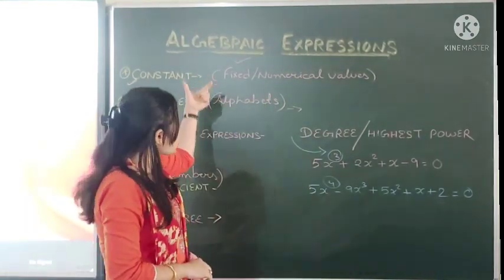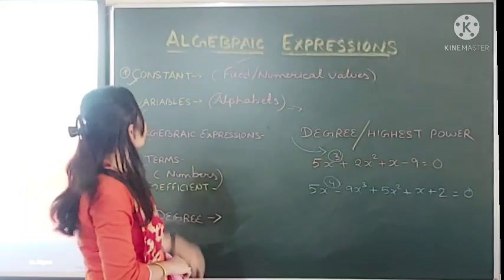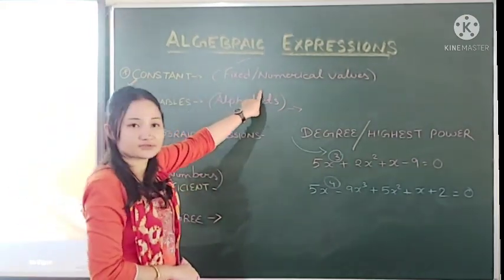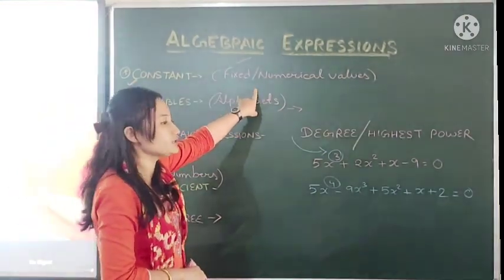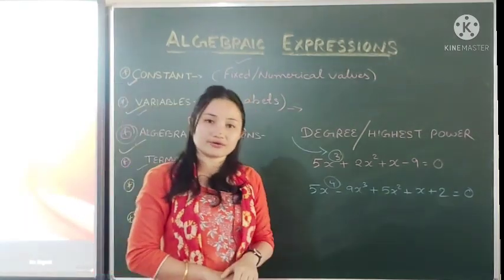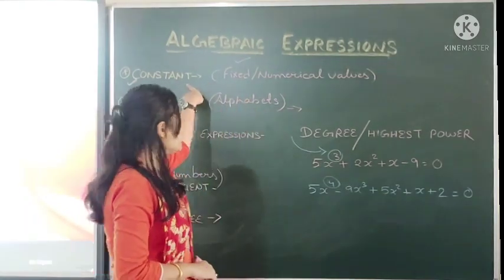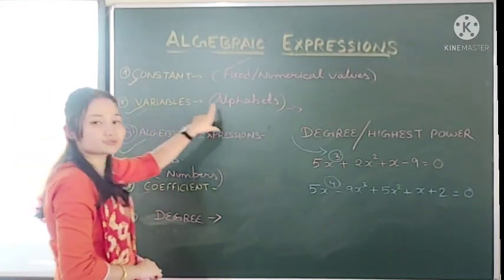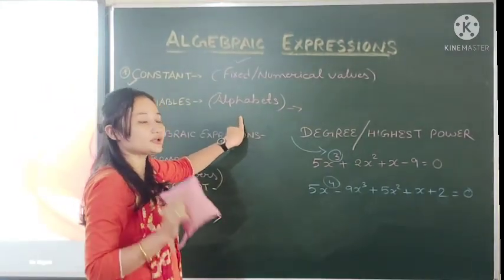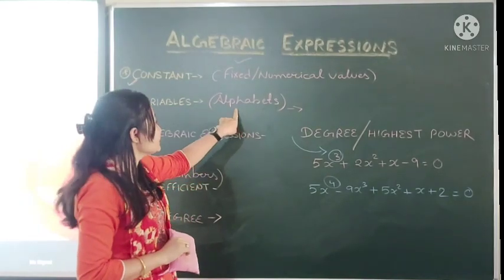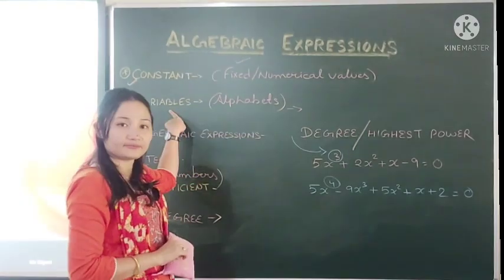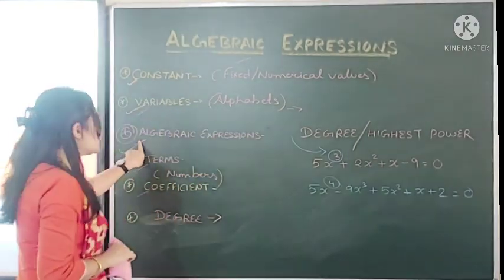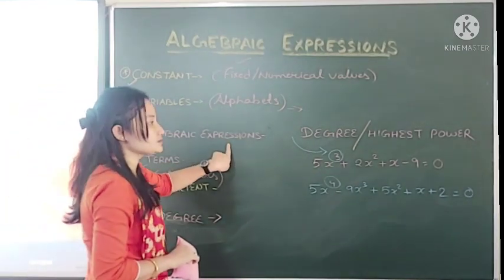So have a look once again at all this topic. Constant means having a fixed value, that is numerical values like 1, 2, 3, 4, 5, or numbers we can say as a constant. Secondly, variables. Variables means alphabets. So if you get any alphabet in an expression, we can say it is a variable. And thirdly, we have algebraic expression.